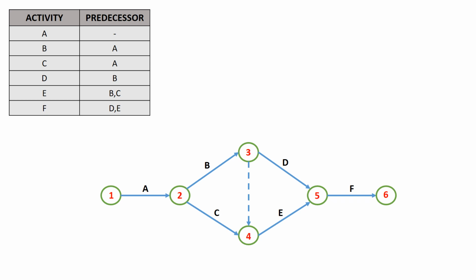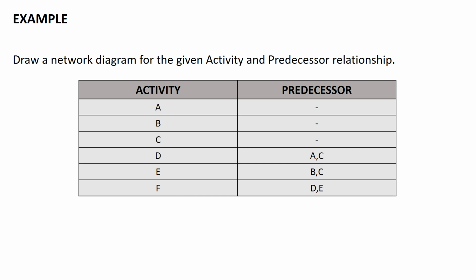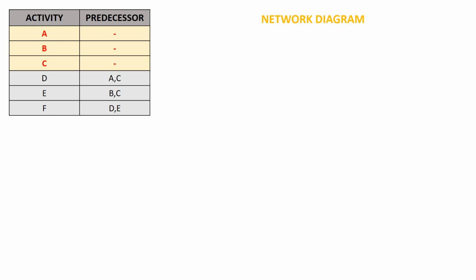Right. So now we will look into one more example of using a dummy activity. So we have again 6 activities, and these are the predecessor relations one by one. If we look at the first 3 activities A, B and C, all these 3 activities do not have any predecessor.